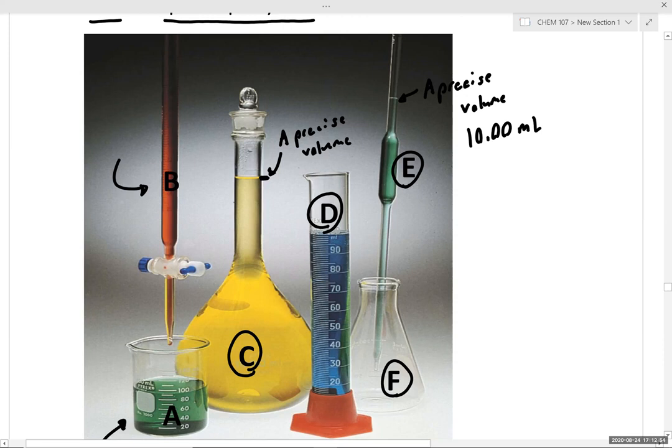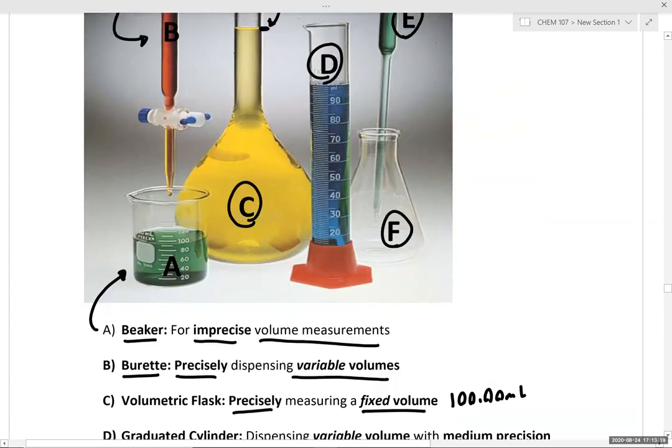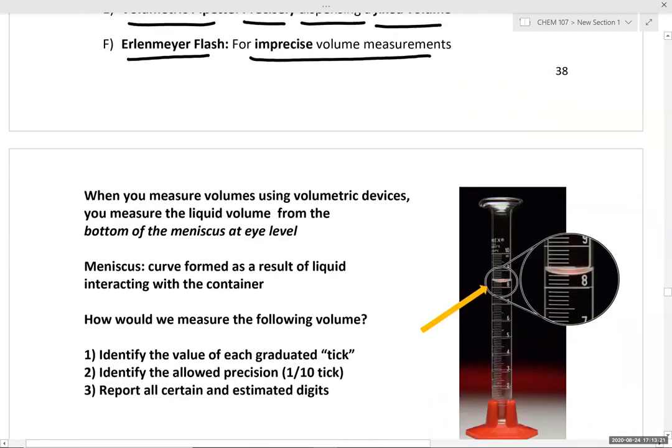This is just an overview, and this will be really useful in the laboratory because if you can identify the piece of glassware that you're using, you can very quickly take measurements using that piece of glassware. Any questions I can address? Okay, let's continue on now.